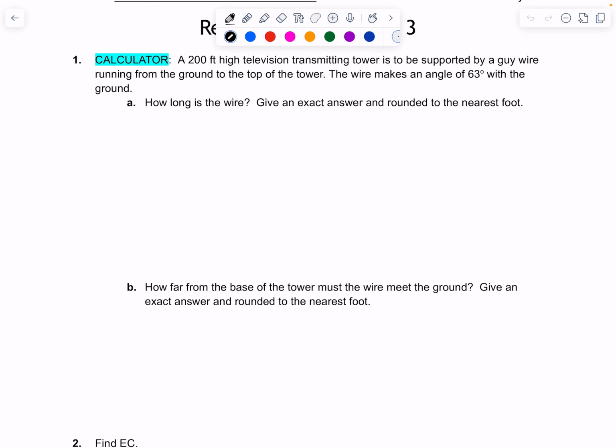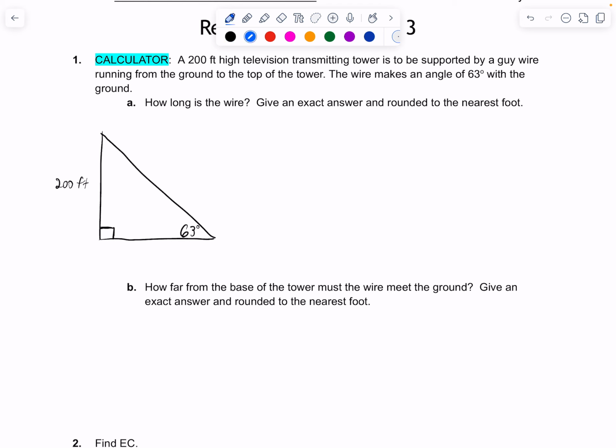We have a 200-foot high television transmitting tower. So I'm going to draw my tower, which is 200 feet tall, and is supported by a guy wire running from the ground to the top of the tower. And it says that the wire makes an angle of 63 degrees with the ground. So this angle down here is 63. We know this creates a right triangle.